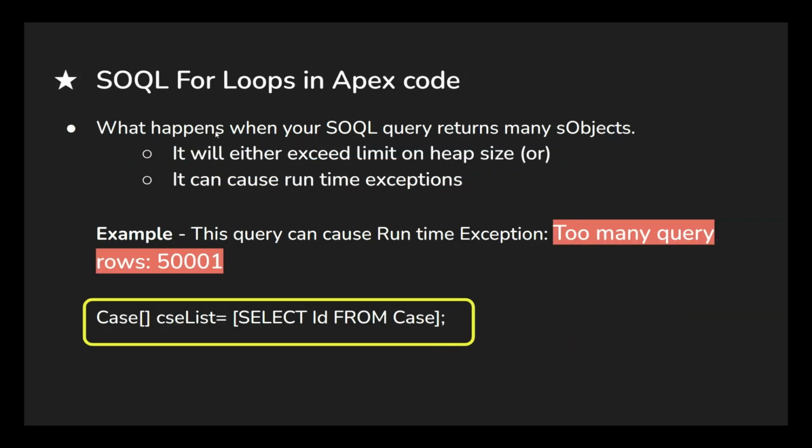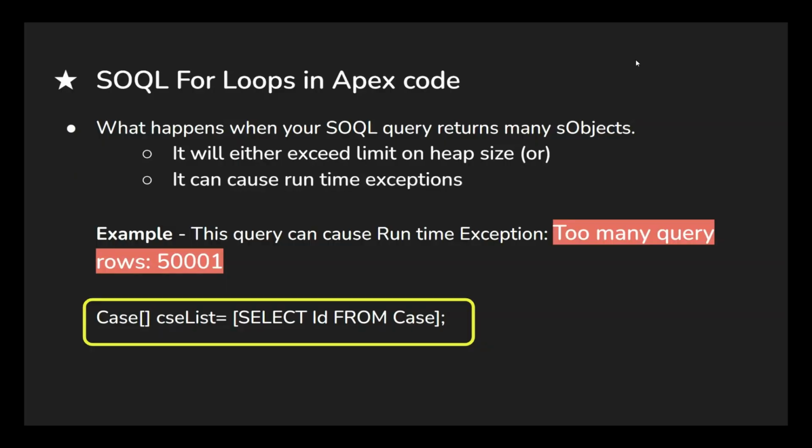Now, the next concept that we are talking about is SOQL for loop in Apex code. What happens when your SOQL query returns many sObjects? You will either exceed the governor limit on heap size, or it can cause a runtime exception. For example, the below query can cause a runtime exception, that is, too many query rows. That is because we don't have any filter used in this query.